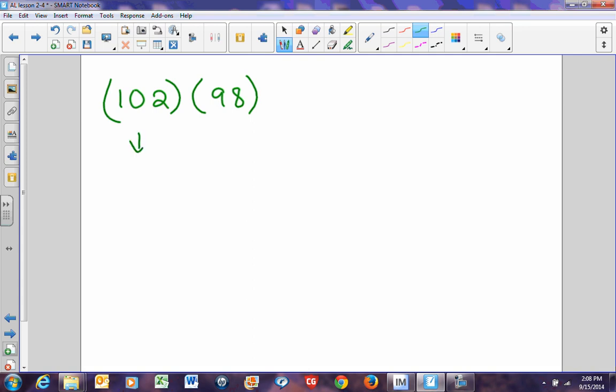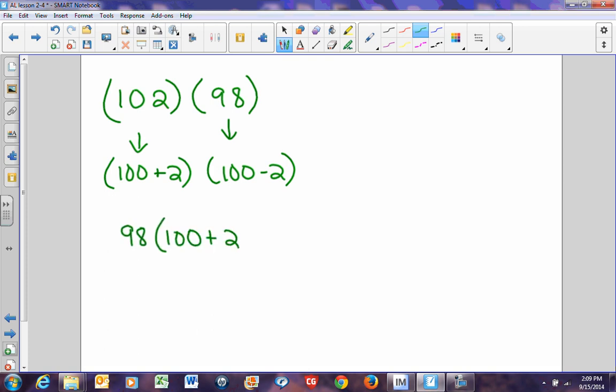So if I think of this as 100 plus 2, and I can think of 98 as 100 minus 2, I could do all kinds of combinations with that. It's not necessarily easier to change them both. It might be easier for me to think, okay, I'm going to do 98 times 100 plus 2. Now I'm going to do 98 times 100.